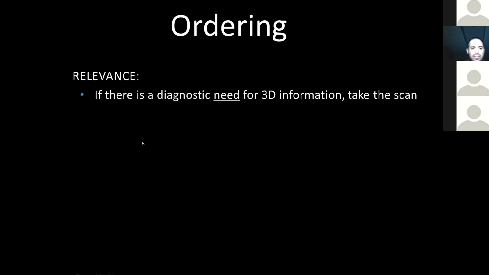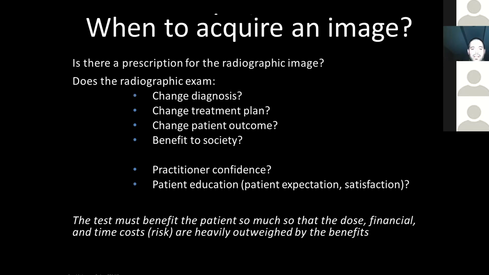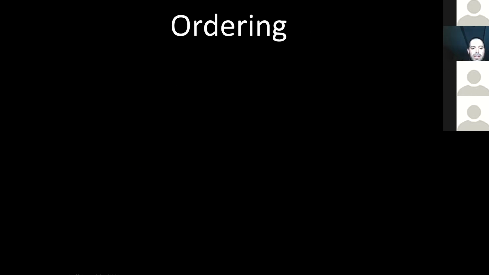Here, I want to try and, again, tie it together a little tighter. If there is a diagnostic need for that 3D information, go ahead and order the scan. Same thing with a bite wing, same thing with a pan. The principle is the same. All right, again, is it going to influence your treatment plan? If the answer is yes, go ahead and order that scan. If it's not, don't order it. It's as simple as that.